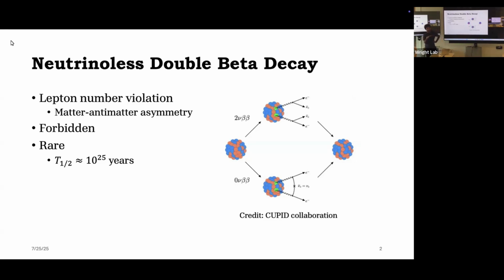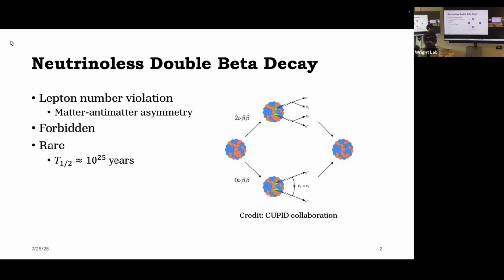What that does is it violates lepton number. You get 2 leptons where you had none. And the reason that's interesting is because it gives you more matter than antimatter, and so this clues into why there's a matter-antimatter asymmetry in the universe. The Standard Model forbids this. This shouldn't happen because it violates lepton number.